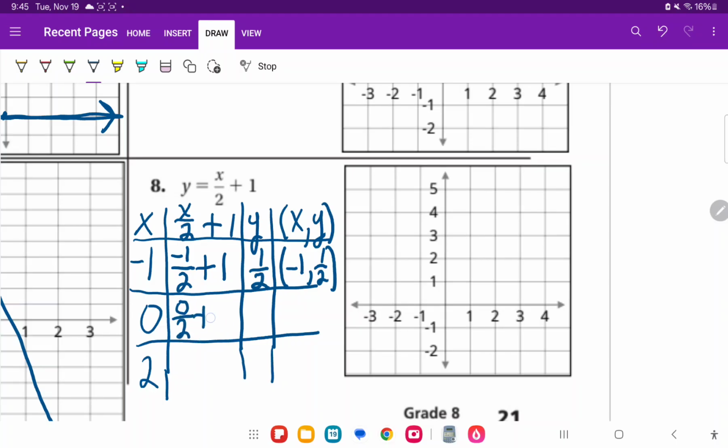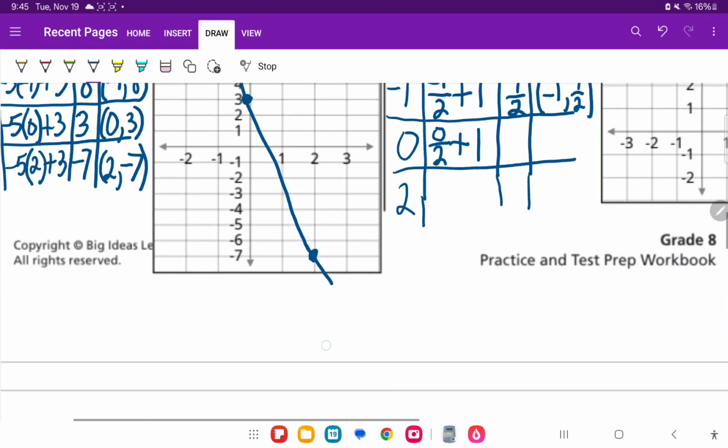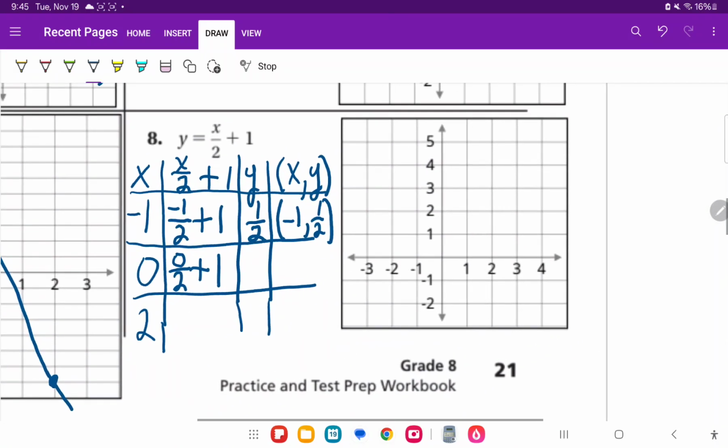So 0 divided by 2 plus 1. So 0 divided by 2, sorry, is 0 plus 1 is 1. Okay, and then on the last one, we're going to put a 2 in there. So it's going to be 2 divided by 2 plus 1. Okay? So that's what you're going to do on that.